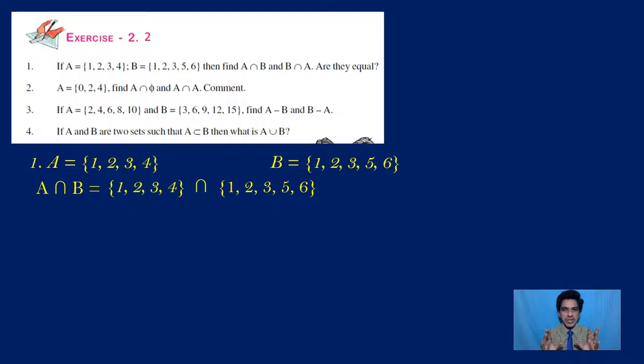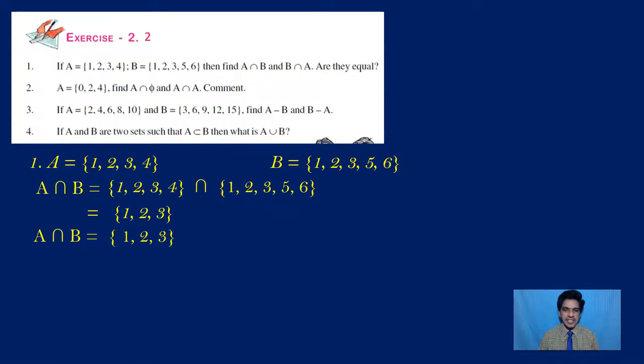So, in the two sets, whatever common elements are there, we have to take them and write them in a set. Now, what are the common elements in set of 1, 2, 3, 4 and set of 1, 2, 3, 5, 6? We have 1, 2, 3, which means A intersection B is equal to set of 1, 2, 3.